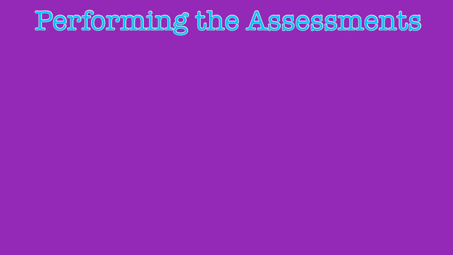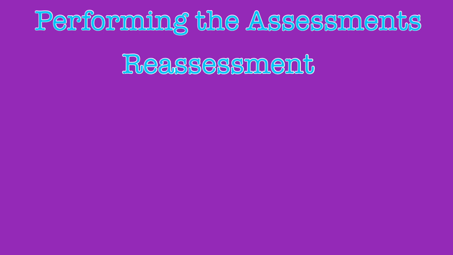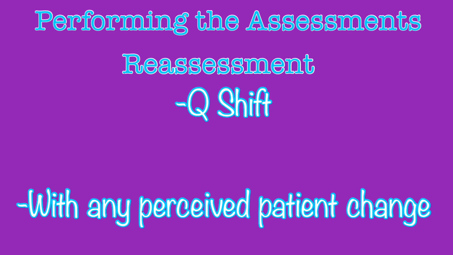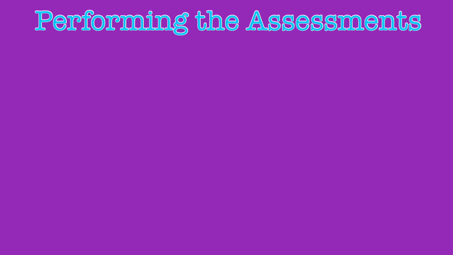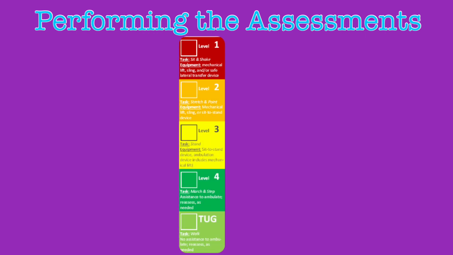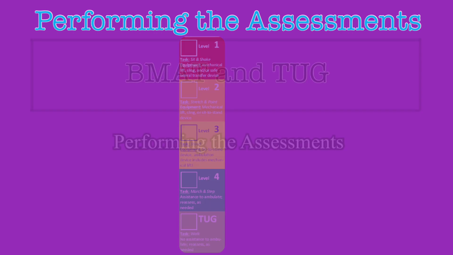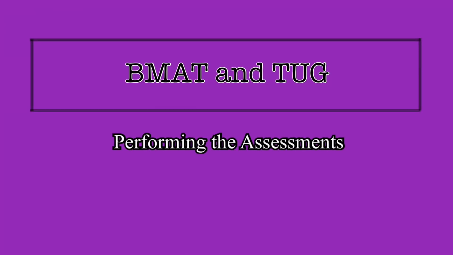Once you've successfully completed the BMAT and TUG assessments, you're not done. Remember, reevaluation is crucial. Reassessment is required at least once per shift and whenever there is a perceived change in the mobility status of a patient. Every time BMAT and TUG assessments are completed, make sure to update the door magnets with the date and time and the results of the assessment. Further information on implementing the results of the BMAT and TUG assessments can be viewed in a separate video titled BMAT and TUG, Performing the Assessments and Implementing the Results.